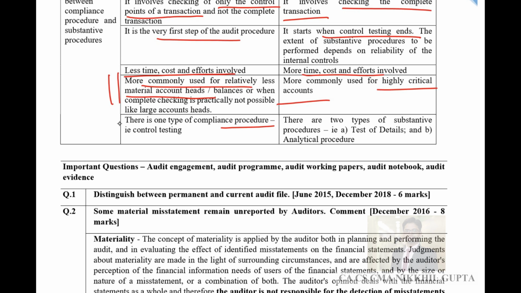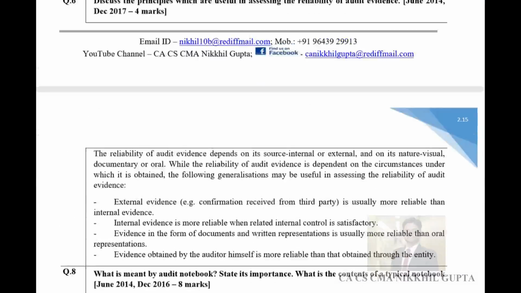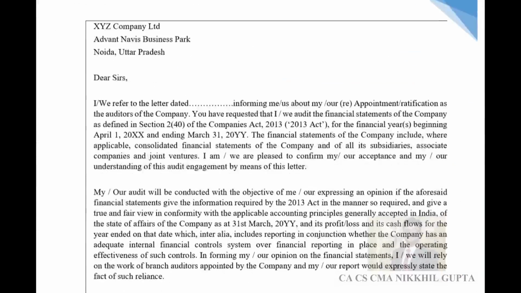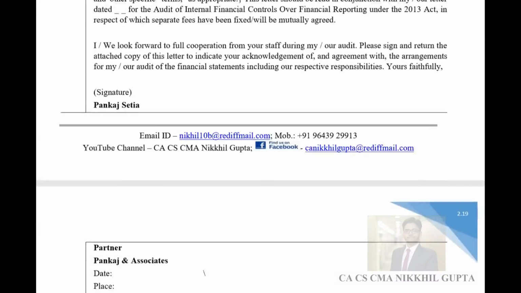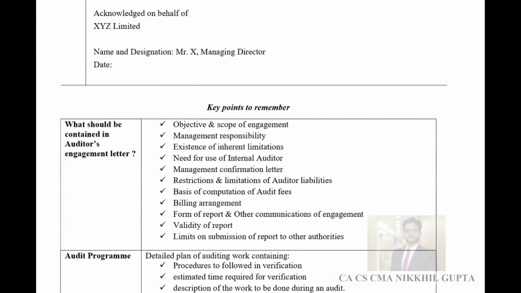There is one type of compliance procedure, control testing. There are two types of substantive procedure, test of details and analytical procedures. Guys, you just need to remember the names of the types of procedures. You need not go into the details of these procedures. So yes, this was the difference between substantive procedure and compliance procedures or test checking.